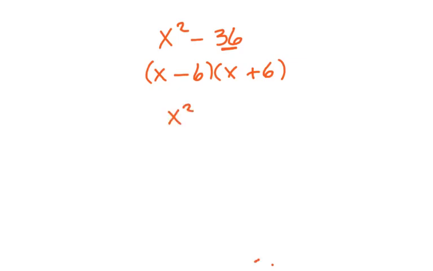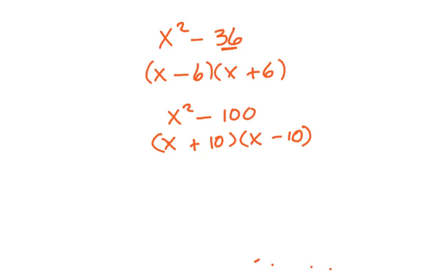How about this? X squared minus 100. Put down two parentheses, put down two x's, plus and a minus. What times what equals 100? 10. 10 times 10 is 100. See that?